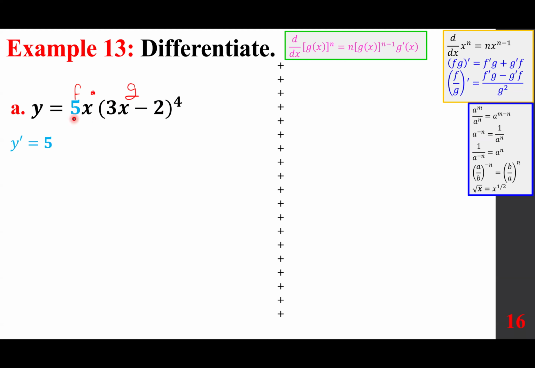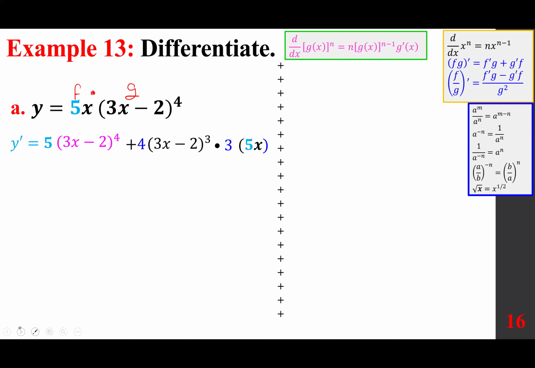So f prime is 5 times g, (3x minus 2) to the power of 4, plus g prime. Now, g prime uses the extended power rule n, so plus 4, g of x to the power of n minus 1, this thing to the power of 3, and then times the derivative of the inside, which is 3, and going back to the product rule, g prime f times 5x. We're done as far as calculus is concerned.